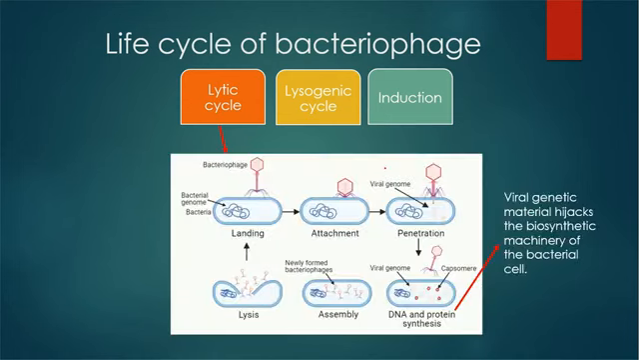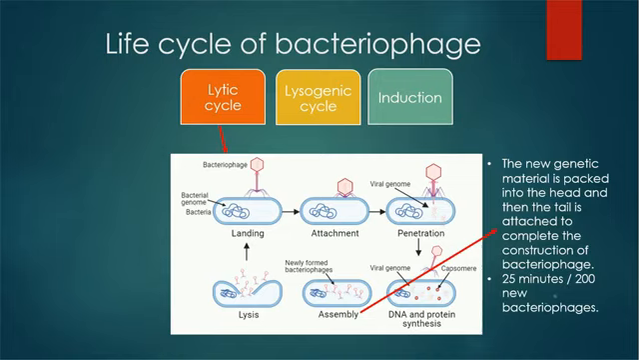Here is a diagram of the lytic cycle. As I told you, the first three steps are the same for every cycle. Here the bacteriophage lands, then it attaches, and then the viral genome is penetrated into the bacterial cell. After that, DNA and protein synthesis takes place. And how is it going to take place? It will hijack the biosynthetic machinery of the bacterial cell. The viral genome which enters the bacterial cell will take over the machinery of the bacteria and use that machinery for the synthesis of its own DNA, protein, and tail fibers.